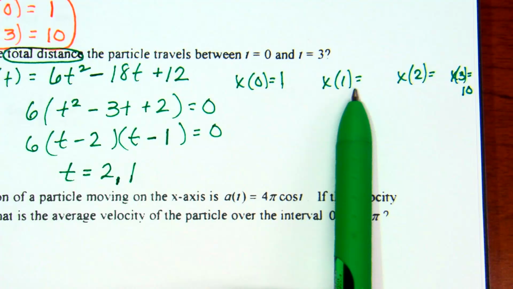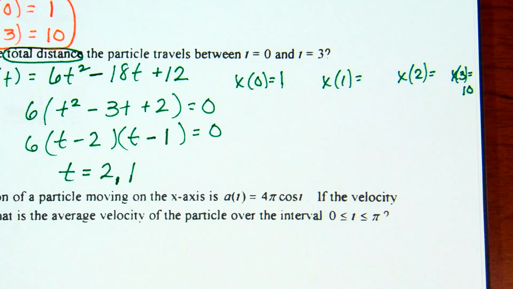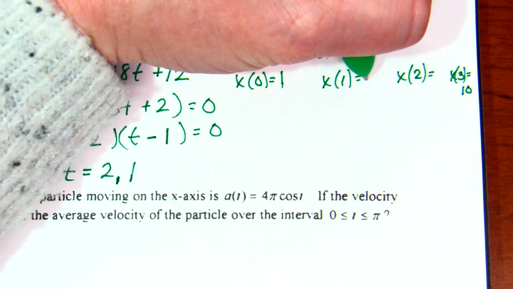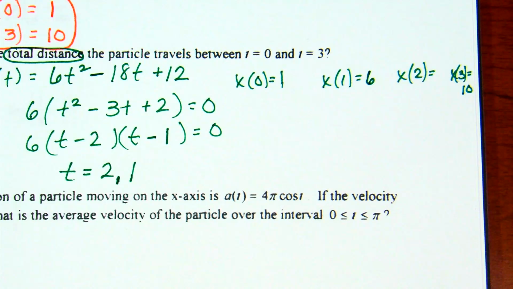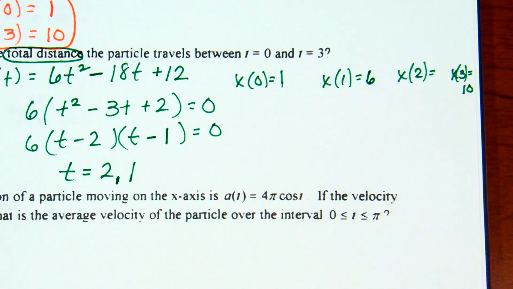x of 0 is at position 1. What about x of 1? Take the 1, plug it back in up there. And plug in x of 1, we get 6. When we plug in 2 to our position function, 16 minus 36 plus 24 plus 1.